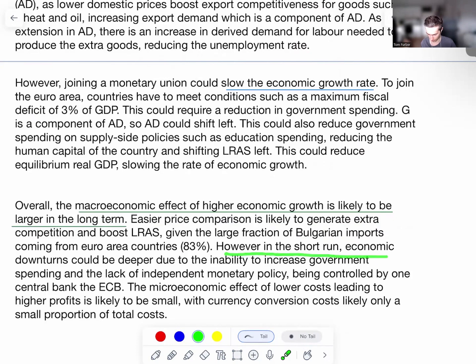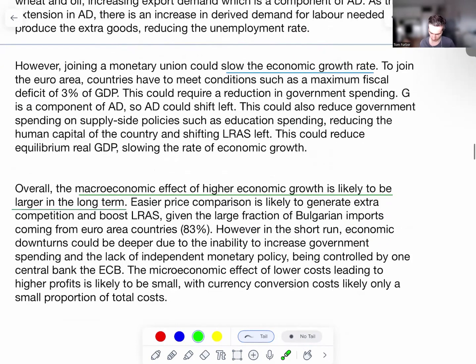But in the short run, economic growth could be slower, downturns could be deeper because of the inability to increase government spending because of those 3% rules on fiscal policy. And also because of the lack of independent monetary policy being controlled by one central bank, the ECB. The microeconomic effect of lower costs is likely to be small because currency conversion costs are likely only a small proportion of total cost.